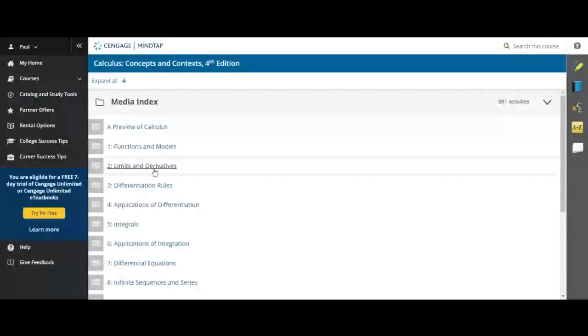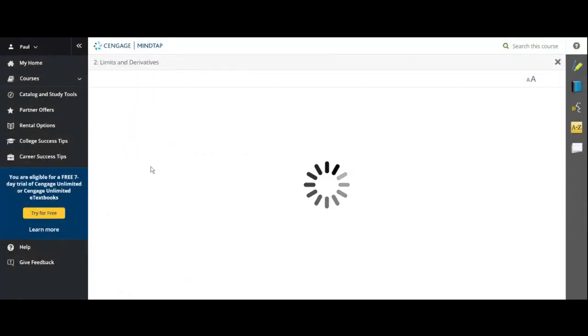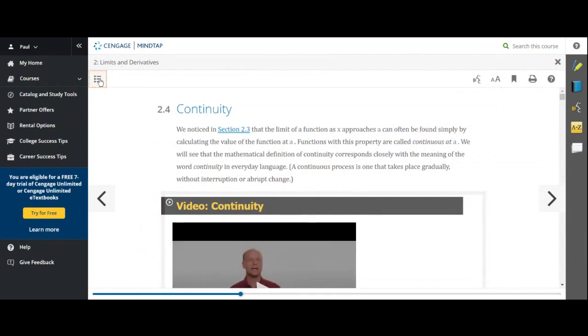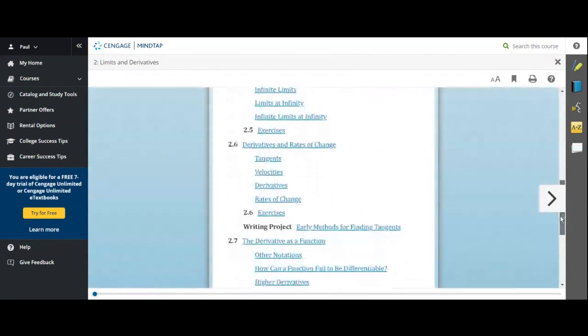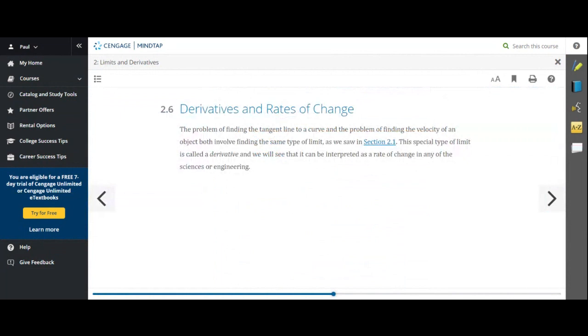Okay, limits and derivatives, chapter 2. And we want section 2.6, derivatives and rates of change. So you notice that taking limits are pretty important in this course.